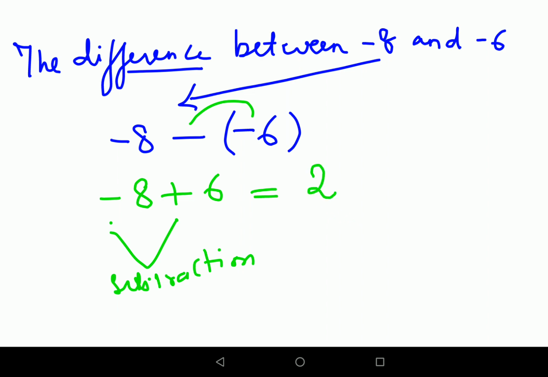Now whether that will be positive or negative is something you need to remember. Since the higher number is carrying the what? Negative sign. So here your final answer will now come out to be negative 2. I hope this is very clear.